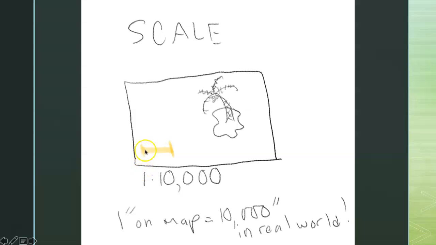Let's say 1 inch on the map has been drawn, and I want to know what that means in the real world. If I went here in the real world, I would cross 10,000 inches. So you could say 1 inch equals 10,000 inches. You could also say 1 foot equals 10,000 feet. It's apples to apples. As long as you use the same thing on both sides, you're okay.